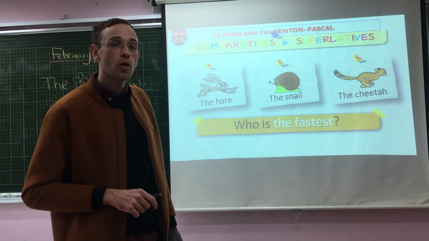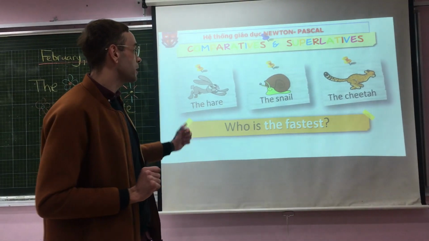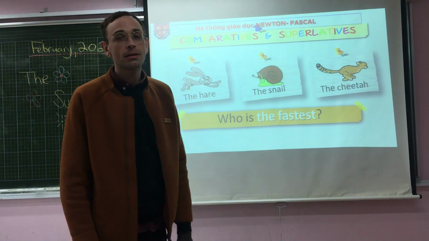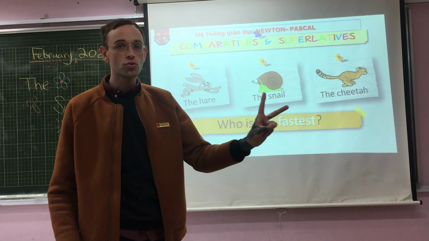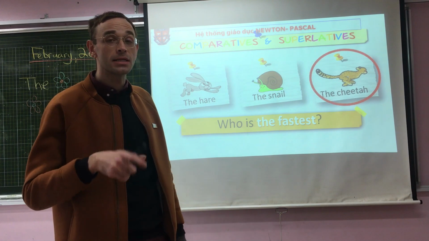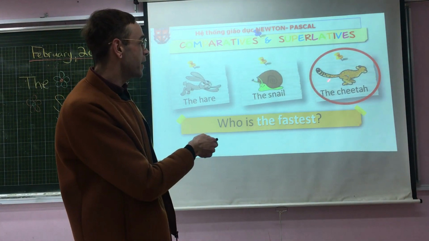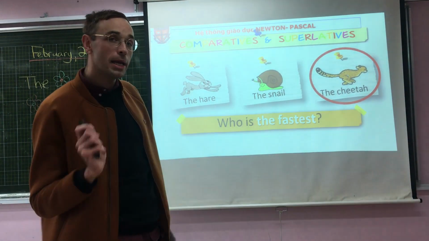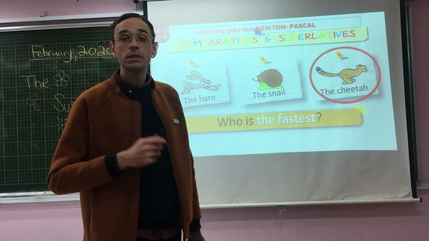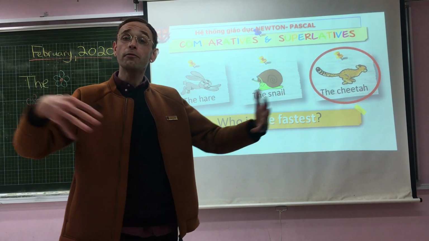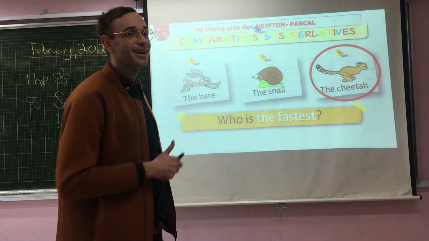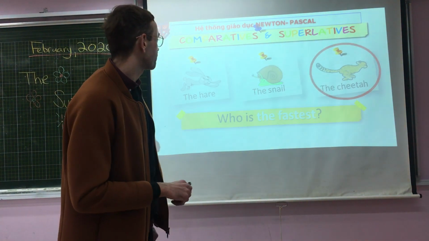Now I want to know which one of these animals is the fastest. The hare, the snail, or cheetah? And answer out loud in 3, 2, 1. That's right, the cheetah is fastest. The cheetah is faster than the snail, and the cheetah is faster than the hare. So since the cheetah is faster than everybody, the cheetah is the fastest. Okay, great job. Let's keep going.